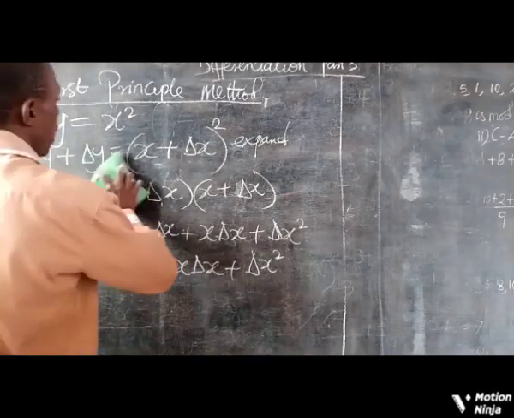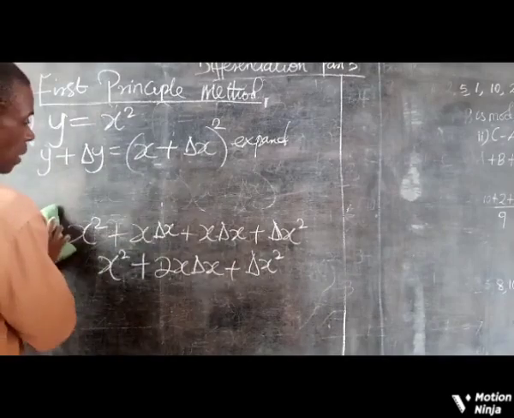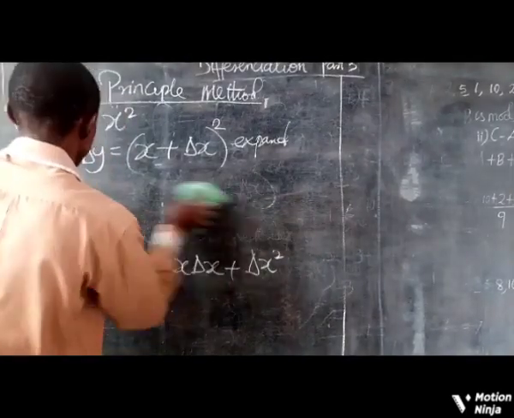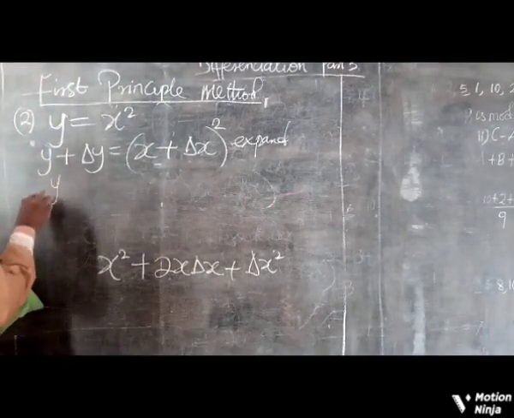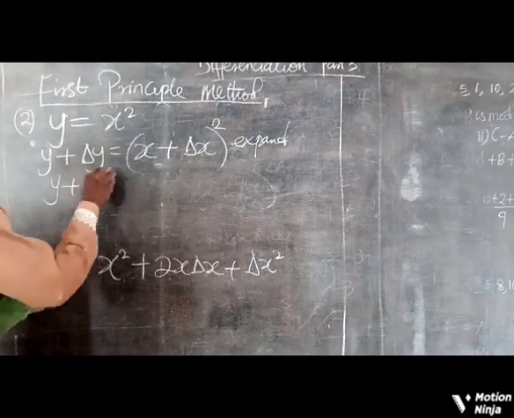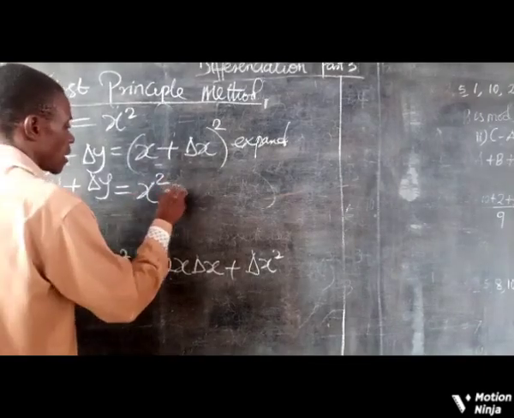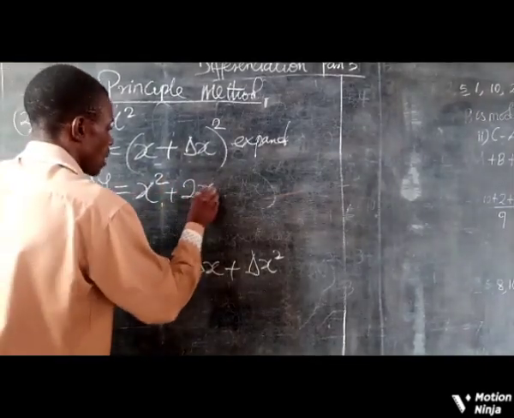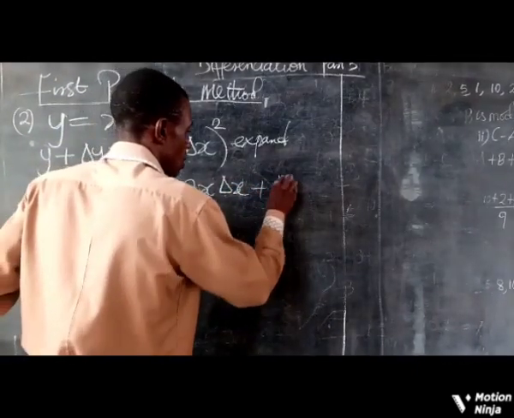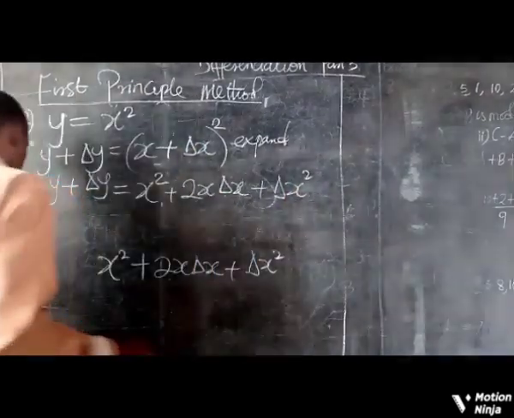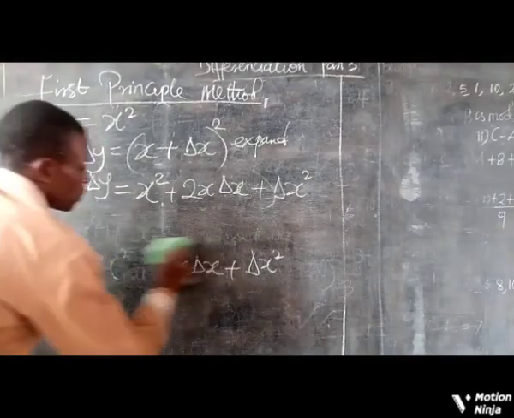So we are wiping this away. Bringing this to our expansion equation, we'll be having y plus change in y is equal to what we have here, x squared plus 2x change in x plus change in x squared. What do we do next? Let's move this so we have the space to solve.